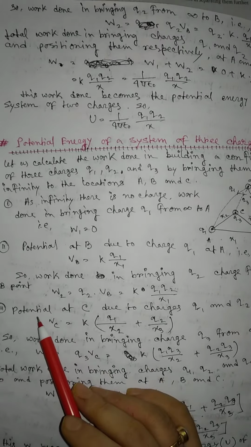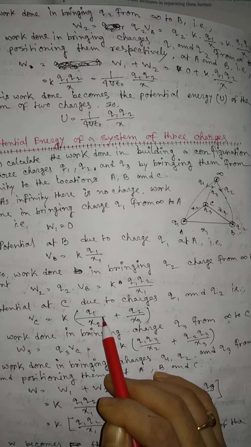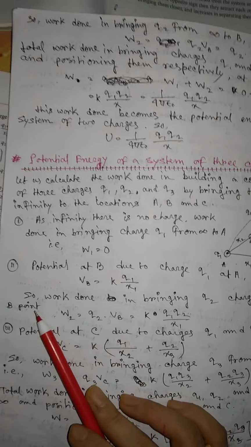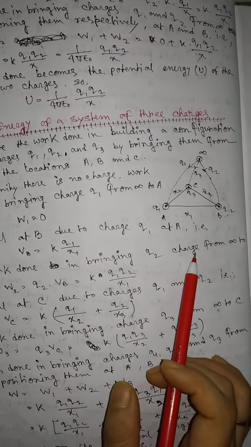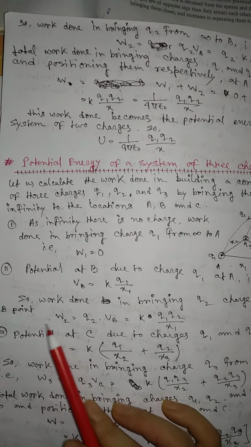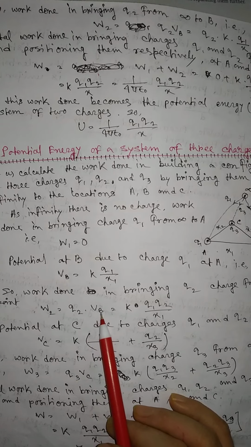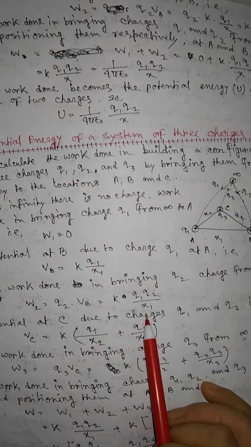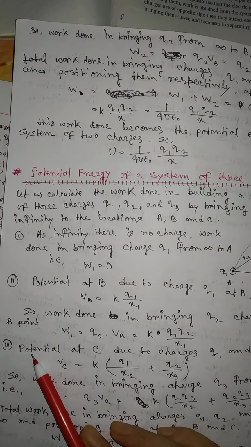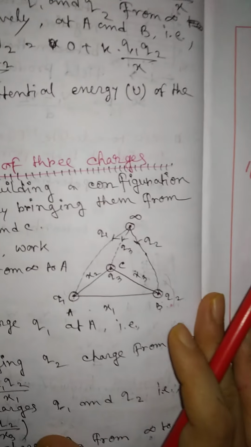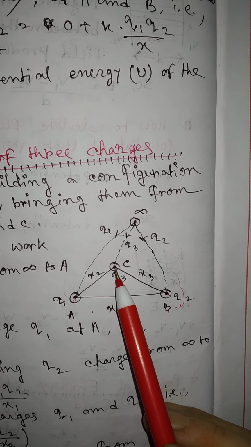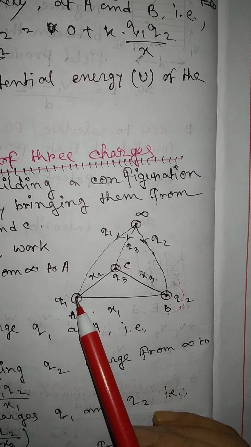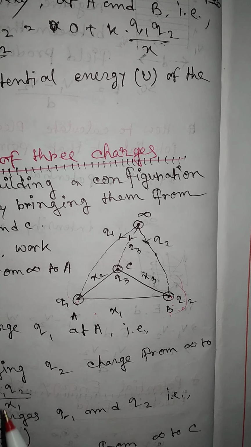So work done in bringing q2 charge from infinity to point B, W2 equals q2 into VB. That means K into q1 q2 by x1, right? So now we have to find the net potential at point C due to q1 and q2 charges.